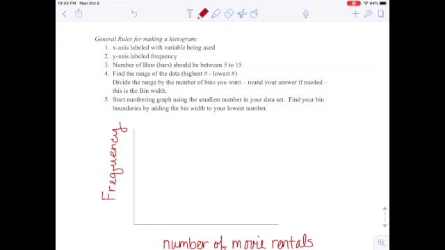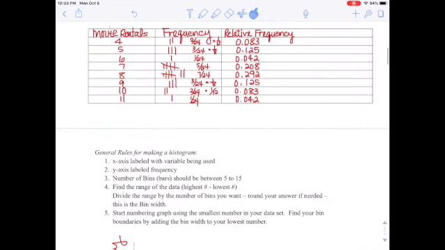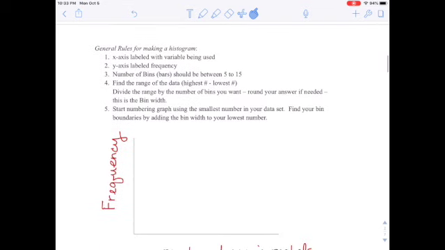Then, how to find the bin width? Find the range of the data, highest minus the lowest. If you remember, the highest number is 11 and the lowest is 4. So we do 11 minus 4, and that's 7. That's the gap between the highest and the lowest. Then divide the range, which is 7, by the number of bins you want.